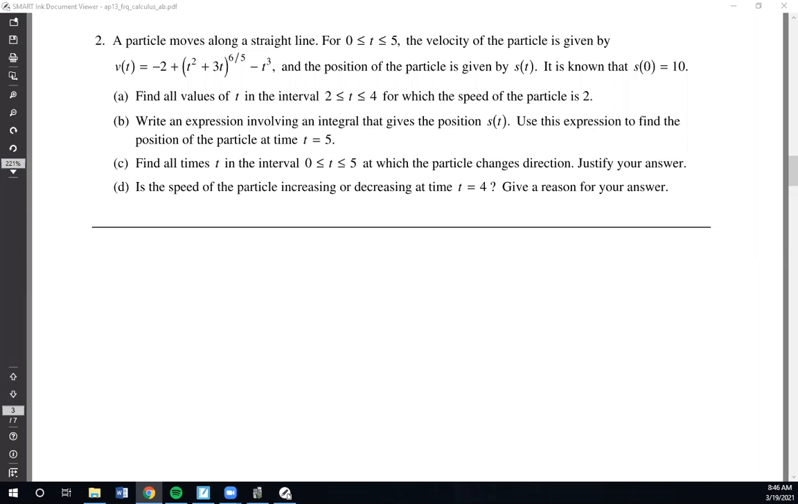So I'm going to start by going through this by just showing how to do each part, how each part is going to work, and then we'll talk about one or two calculator things.